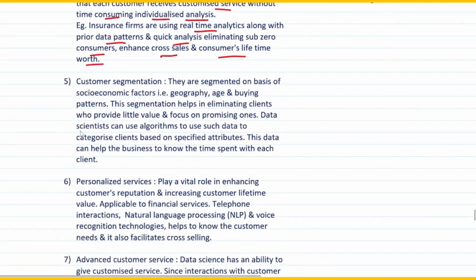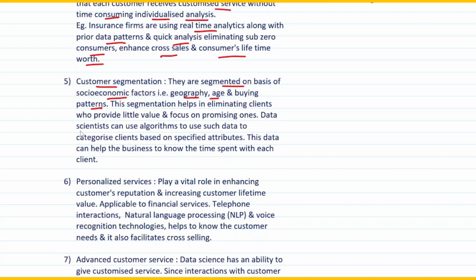Okay, now we move on to the third part of C, that is customer segmentation, right? So what is customer segmentation? Segmentation simply means division, right? So they are segmented on the basis of what? They are segmented on the basis of various socio-economic factors. Now what are these factors? It can be based on your geography, age, or your buying patterns, right? So these are the various ways of segmenting a customer.